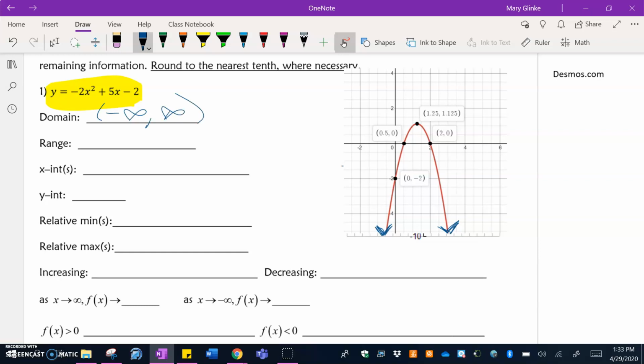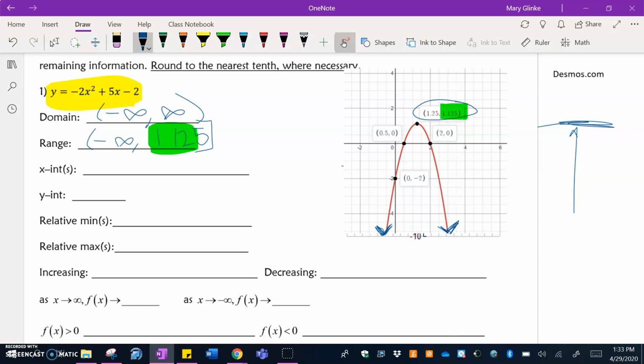The range here is low to high. So this is starting down at negative infinity, but our high value here is dependent on this maximum value. Our range is going to go up to the y value here. So that's what I'm going to put here. It is 1.125. And our graph actually touches it, so I'm going to use my bracket.